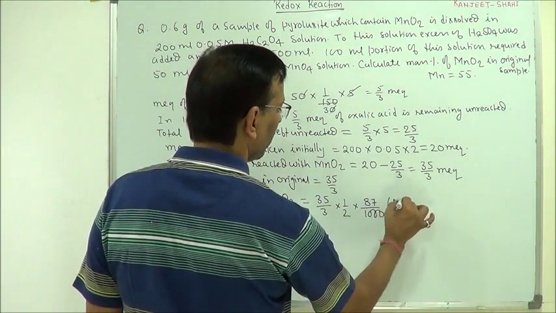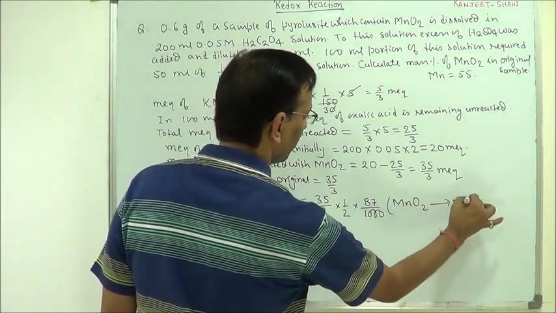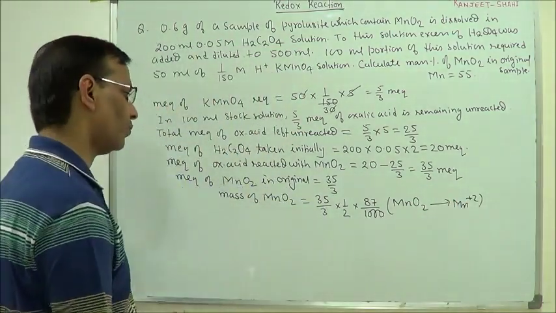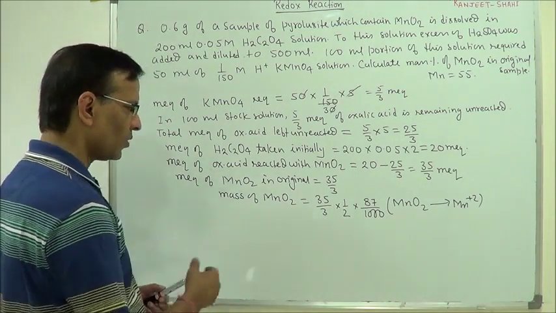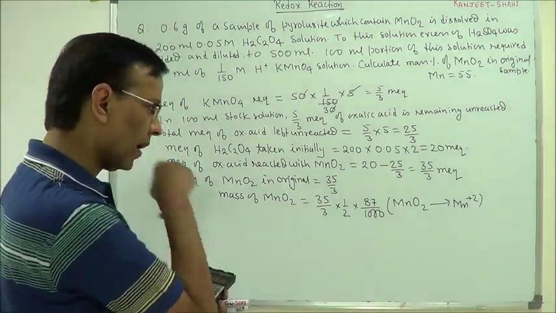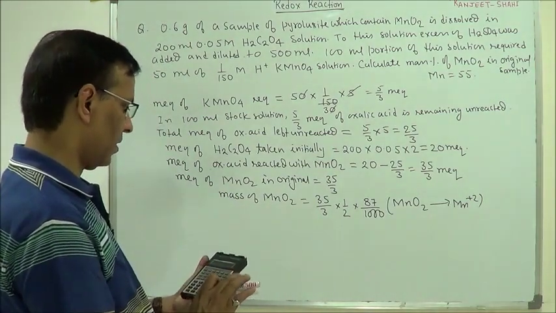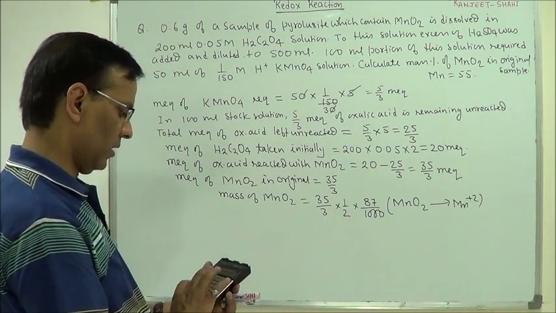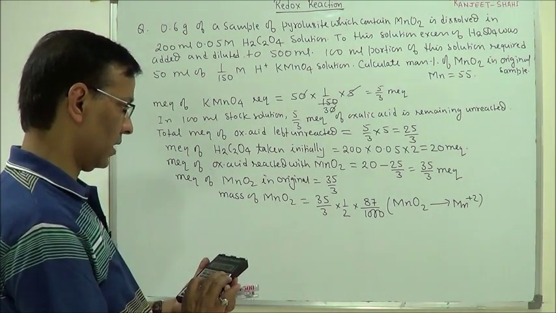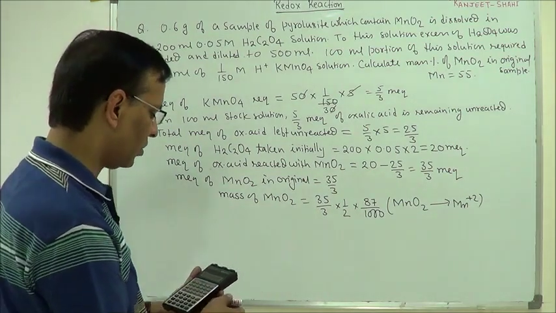N factor is 2 because manganese dioxide in the above reaction is getting converted into Mn2+, oxidation state +4 to +2, so n factor is 2. If we solve it, it comes out to be 35 into 87 divided by 6000, so 0.5075 gram.